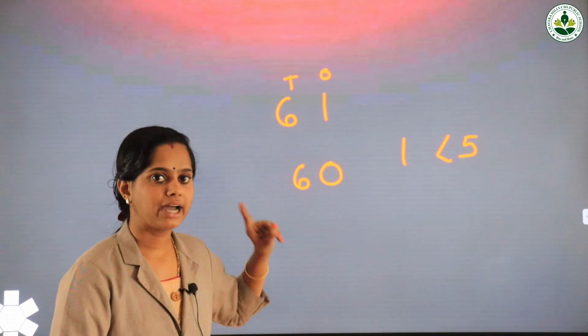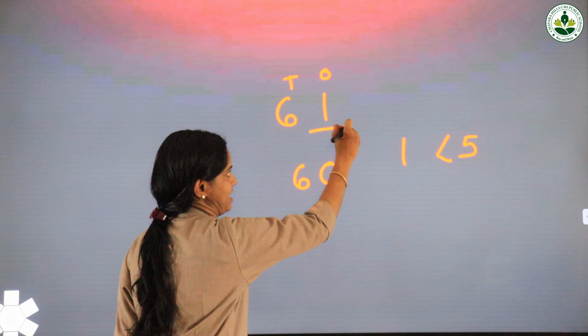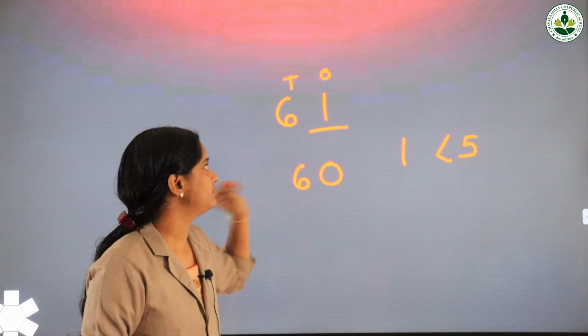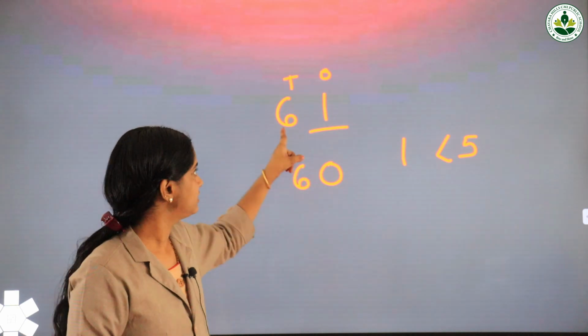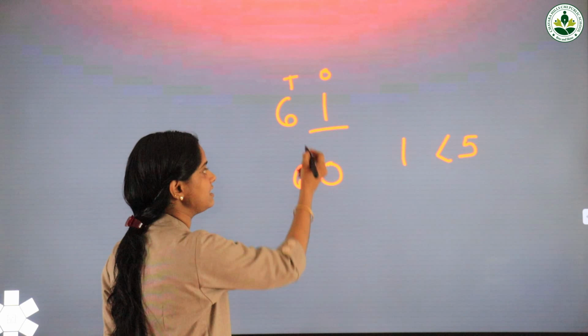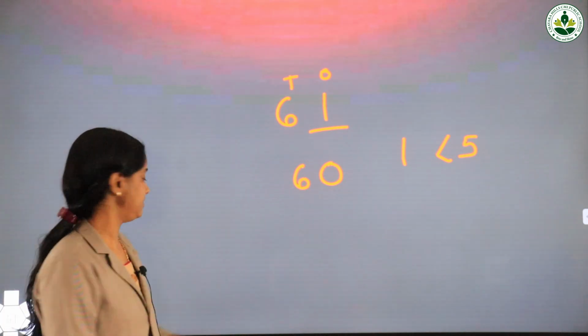First step, look at the digit in the ones place. If it is less than 5, we can round off this 1 to 0 without changing the digit in the tens place. So, 61 rounded off is 60.